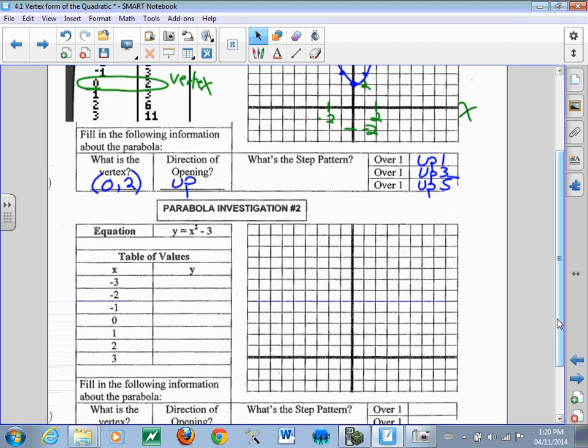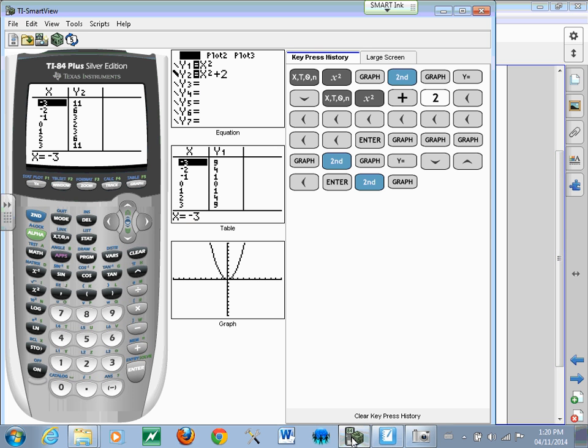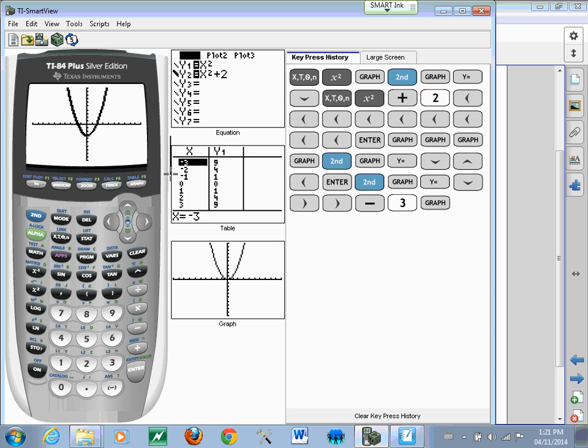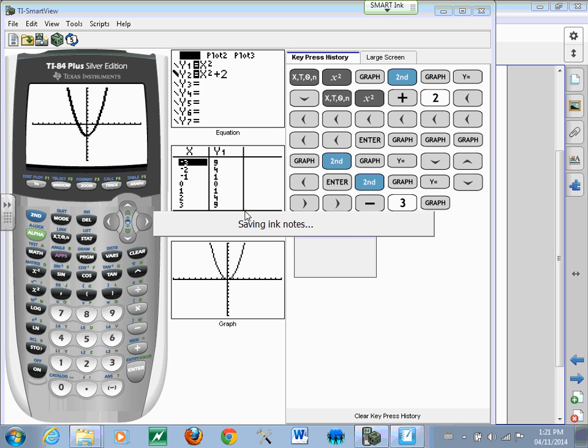Take a look at investigation number 2. We notice our equation is x squared minus 3. What do you suppose the negative 3 is going to do this time? It's actually going to bring it down 3. Good. But notice a is out front and it's still 1, right? Attached to x squared. So let's go to y equals. Change our equation to subtract 3 and press graph. And notice it goes down below. Okay? Any questions there, folks? All right, let me just quickly steal the table while I'm here. Bring it over.